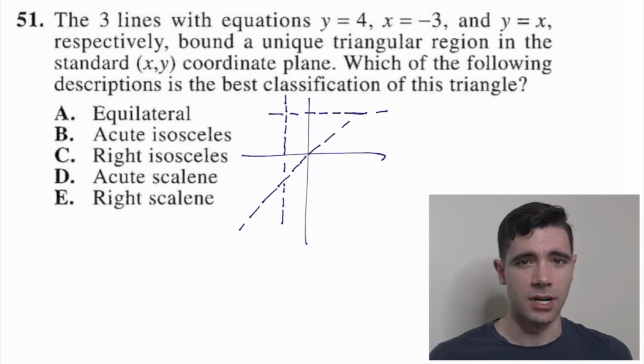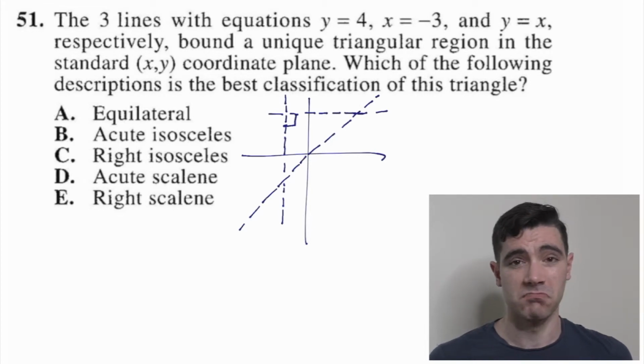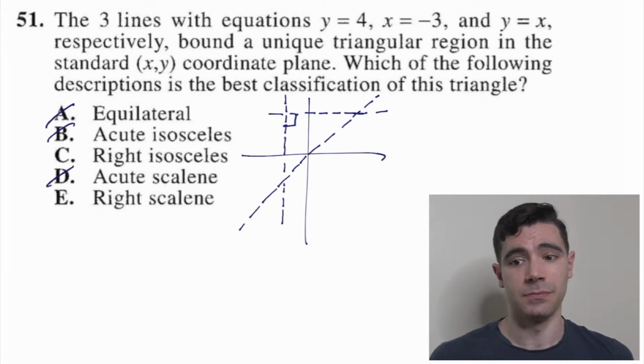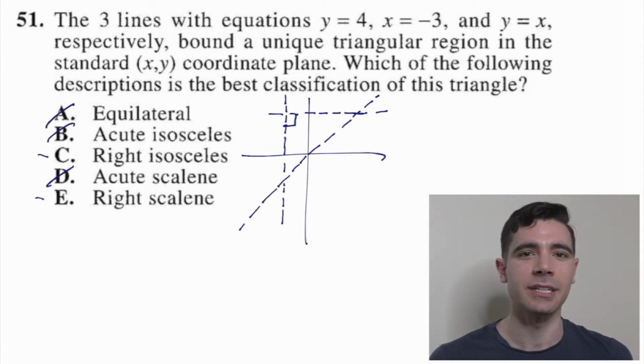Well, these vertical and horizontal lines definitely intersect at a right angle, so I can eliminate some answer choices. It's not equilateral, it's not acute, and it's still not acute. So only C and E are still around. But how am I supposed to know whether it's isosceles or scalene?